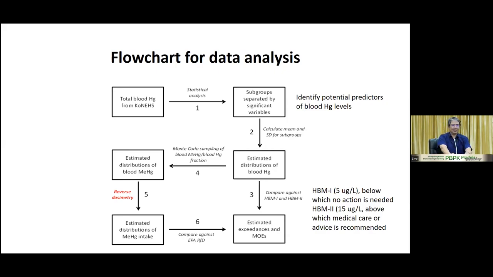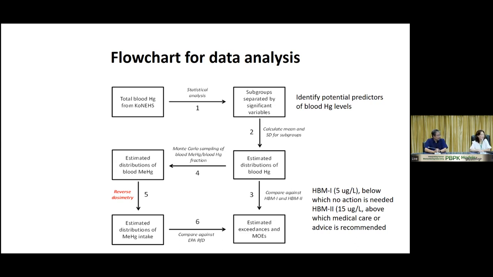So we already talked about steps 1, 2, and 3 in this case study. Let's talk about the last part of the analysis. So far we have been comparing total mercury, not methylmercury yet, because the German HBM 1 and 2 values are based on total mercury. But we are also interested in methylmercury, and we want to compare the estimated methylmercury in this population with the EPA reference dose, which is based on methylmercury, not total mercury.